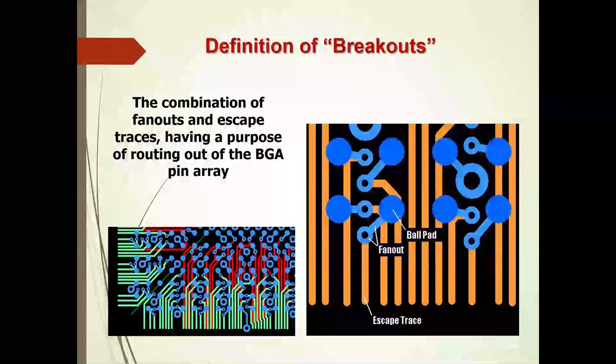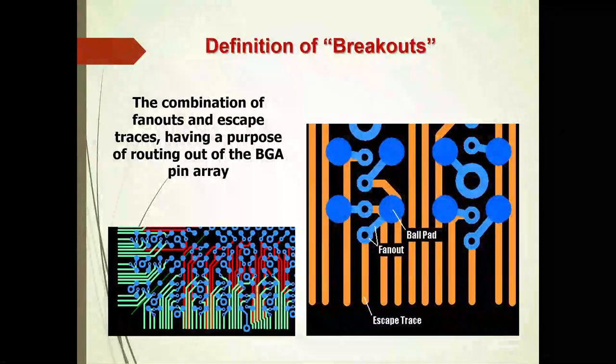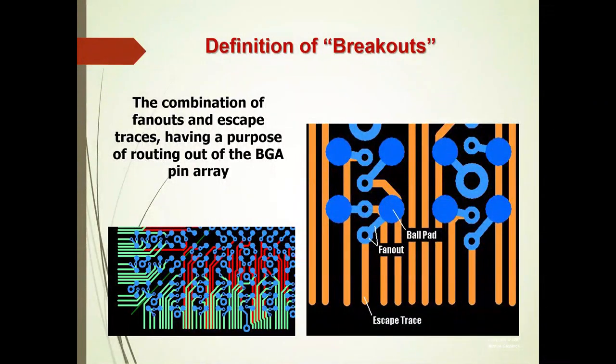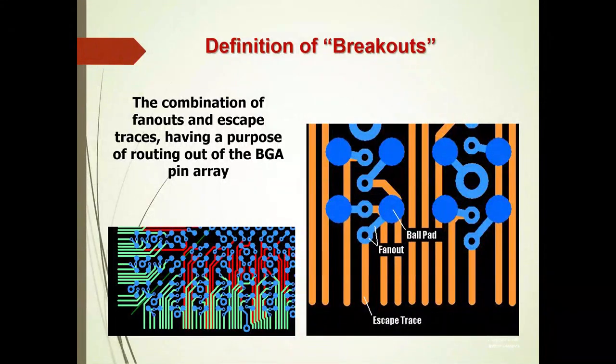So the combination of fan-out and escape traces has the purpose of routing out larger BGAs and pin arrays. And you can see the definition here of the ball pad, the fan-out vias, and the escape traces from a BGA.